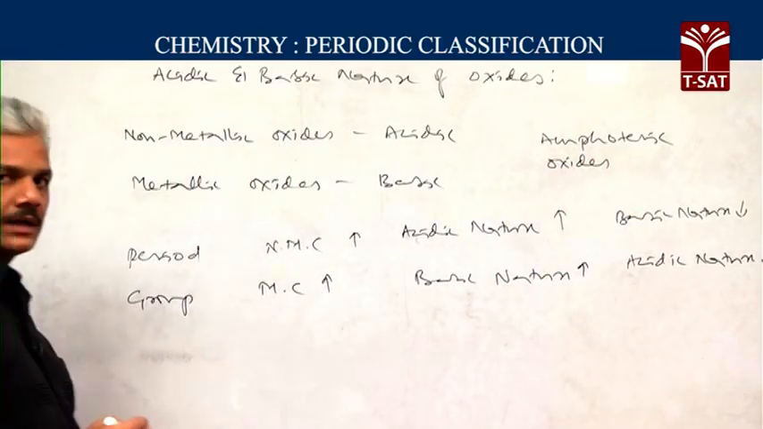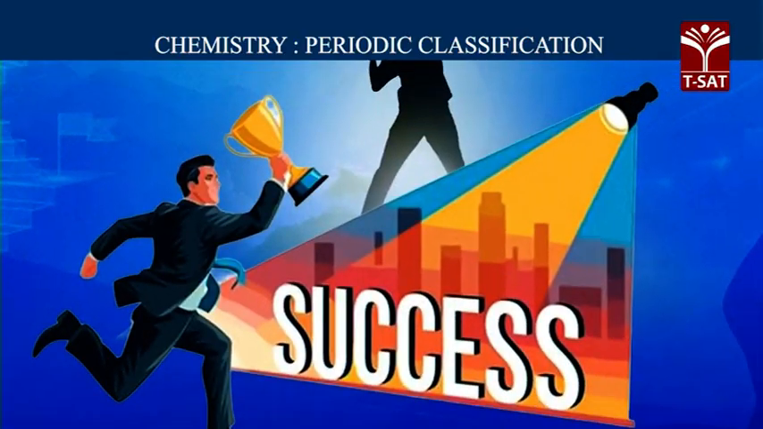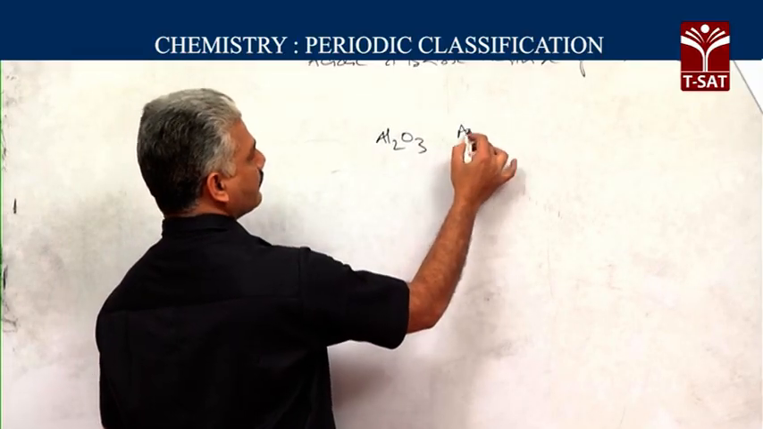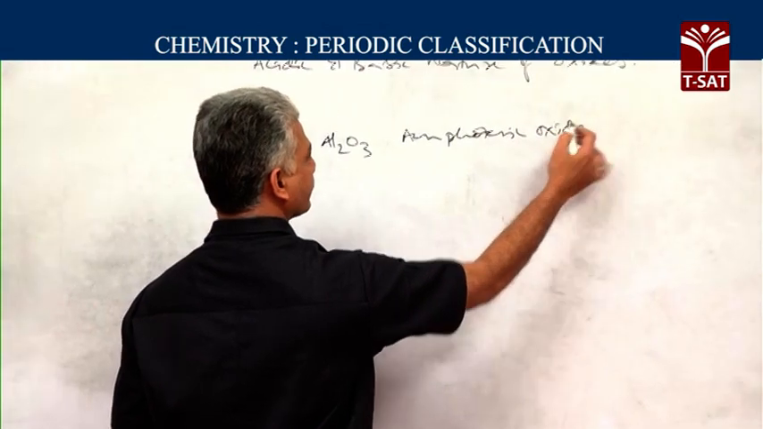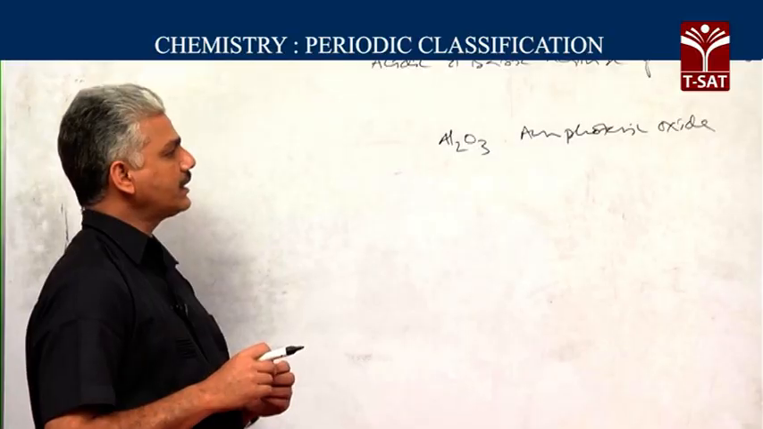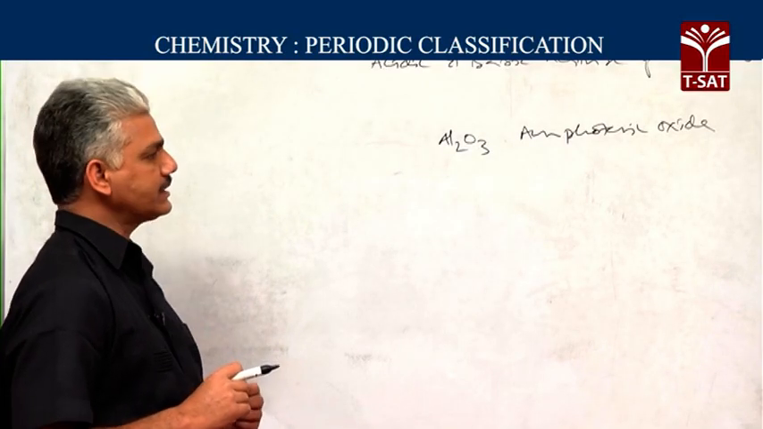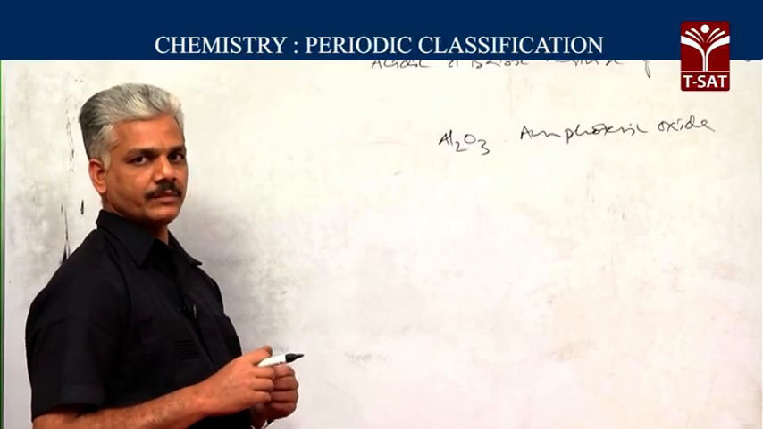Amphoteric oxides can react with both acids as well as bases. Aluminium oxide is an example of an amphoteric oxide. It is a peculiar case. Aluminium is a metal, but its oxide has got amphoteric nature. That means it can react with both acids as well as bases.